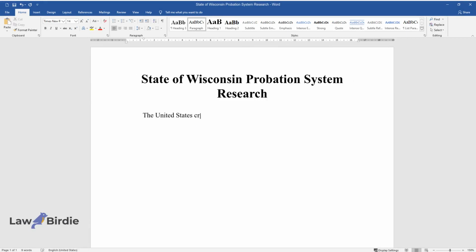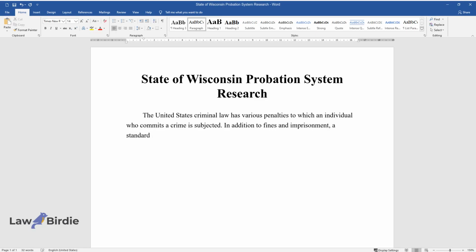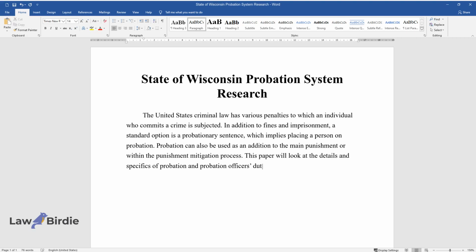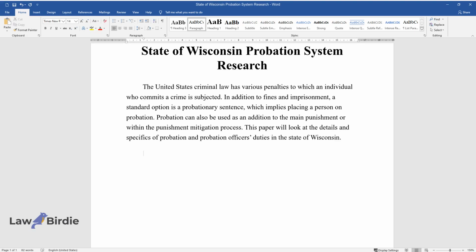The United States criminal law has various penalties to which an individual who commits a crime is subjected. In addition to fines and imprisonment, a standard option is a probationary sentence, which implies placing a person on probation. Probation can also be used as an addition to the main punishment or within the punishment mitigation process. This paper will look at the details and specifics of probation and probation officers' duties in the state of Wisconsin.